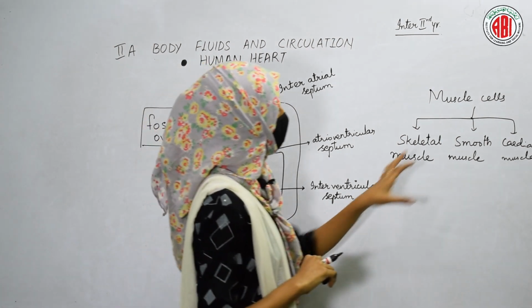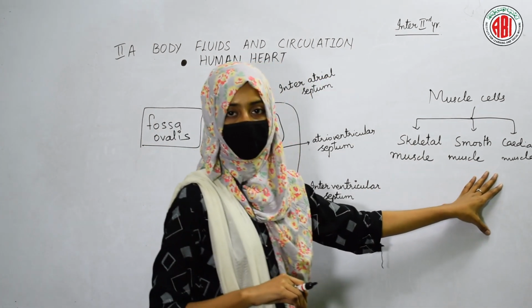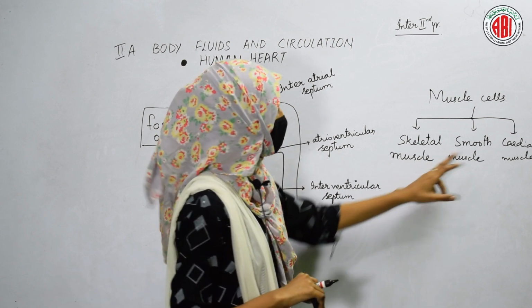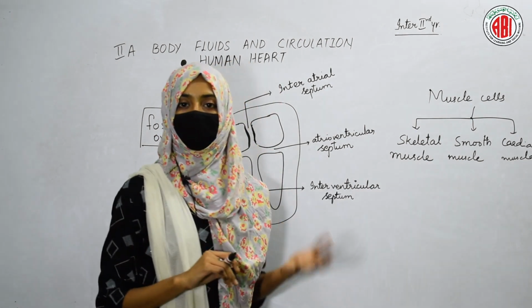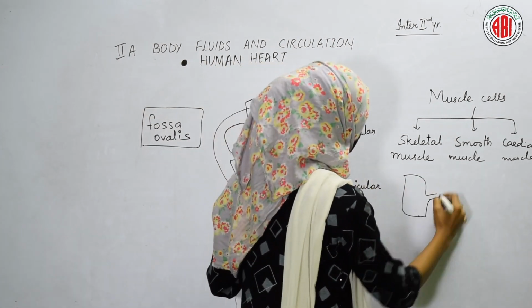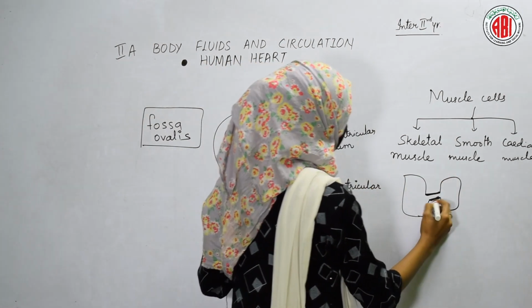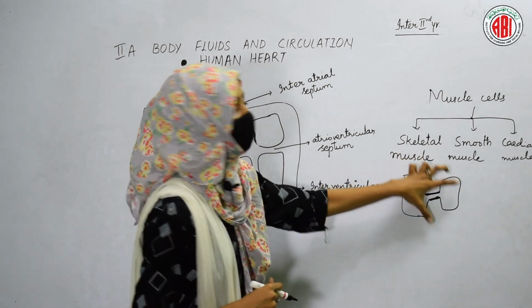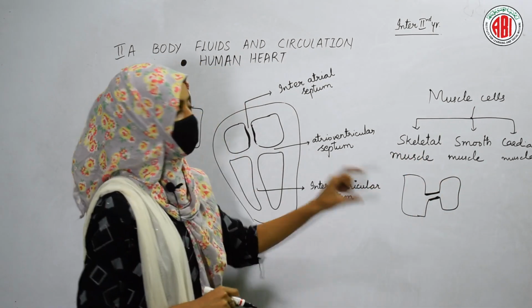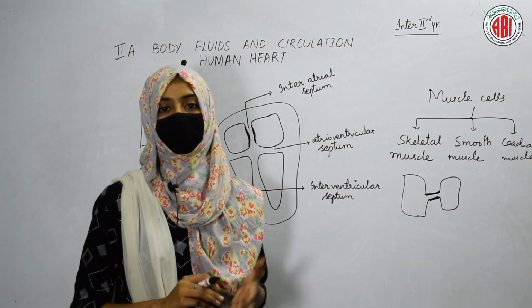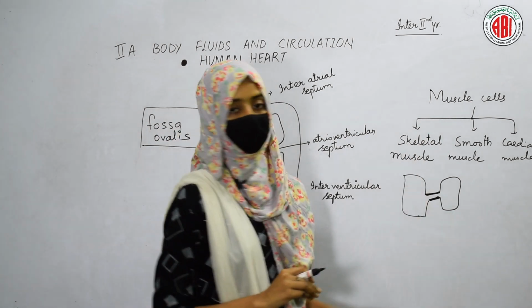And if you see the difference between smooth muscle cells and cardiac muscle cells, then smooth muscle cells are not branched, whereas the cardiac muscle cells are branched in their structure. Like this. If this is one cell, like this, some branches are present. So in this way, the branches are found in their structure. This is one cardiac muscle cell. In this way, the branched muscles are present in our heart. So the heart is made up of cardiac muscles.